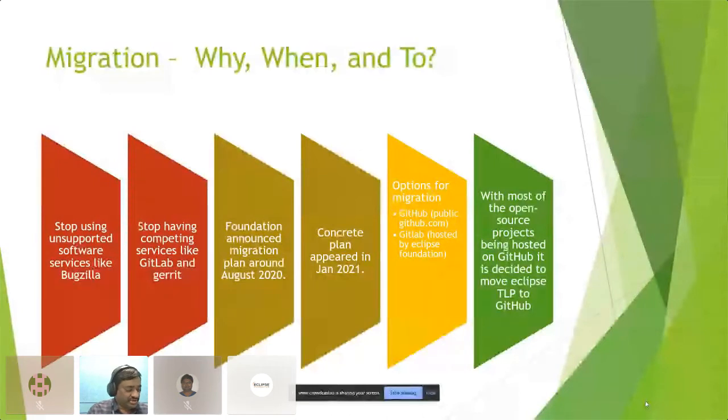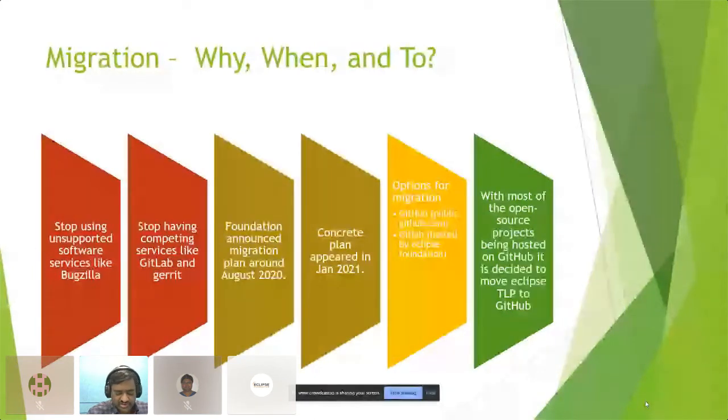So the Foundation wants to reduce their hosted services, and at the same time they want to avoid unsupported software like Bugzilla. So for this purpose, Eclipse Foundation announced a migration plan around August 2020, and this became a real concrete plan by Jan 2021, within 6 months. The options we were given are either GitHub, the public GitHub website, or GitLab.